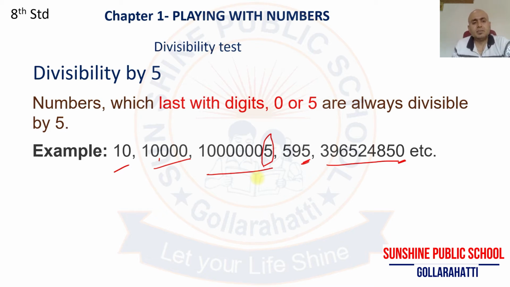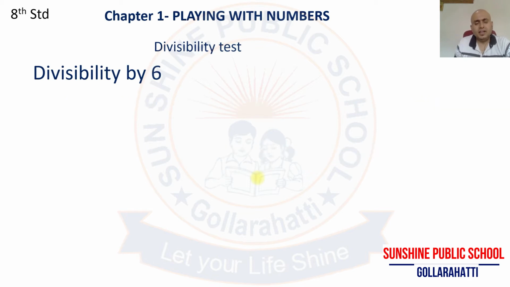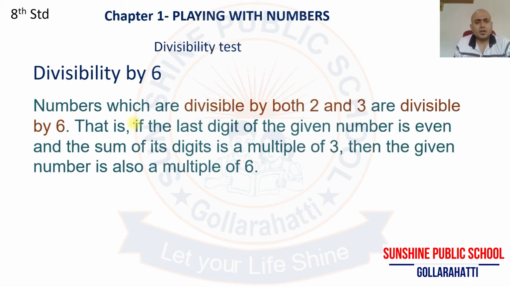Let us check with divisibility by 6. So how to find that the number is divisible by 6 or not? So it is 6 means the number which are divisible by both 2 and 3. So both 2 and 3, the number should be divisible by both 2 and 3.